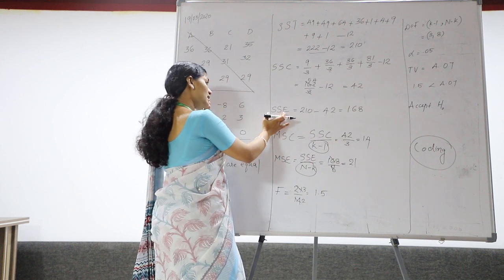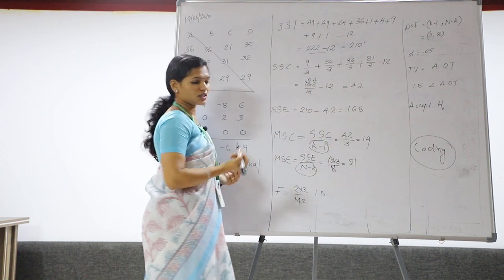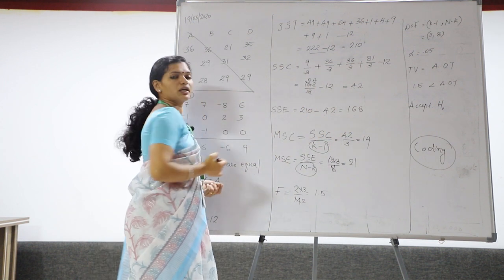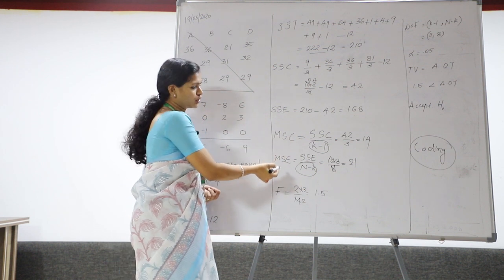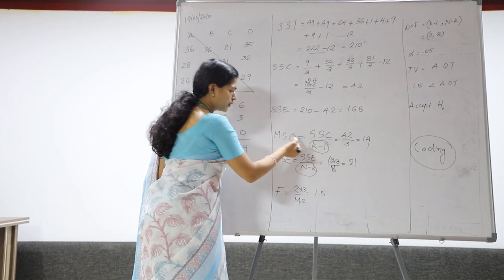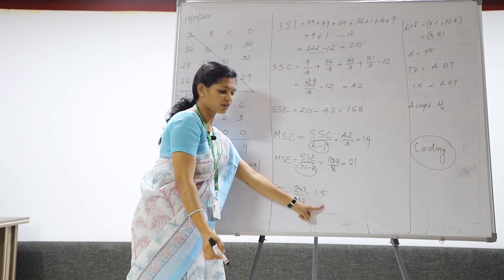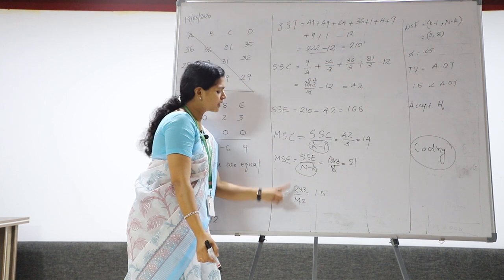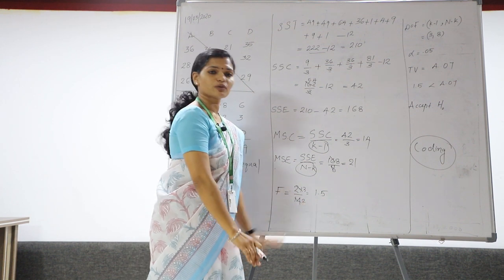Then SSE is equal to the difference between these two. So we got 168. Again we have computed MSC and MSE. This is for finding the F ratio. Using these formulas, we have computed MSC and MSE and we got the F ratio as 1.5. Remember, when you are finding the F ratio, you have to compute it as greater by smaller. So we got the ratio as 1.5.